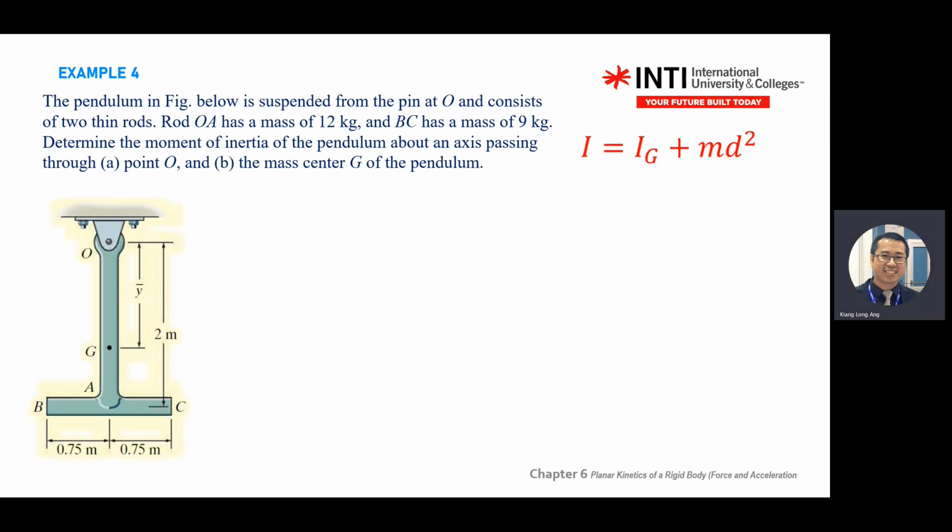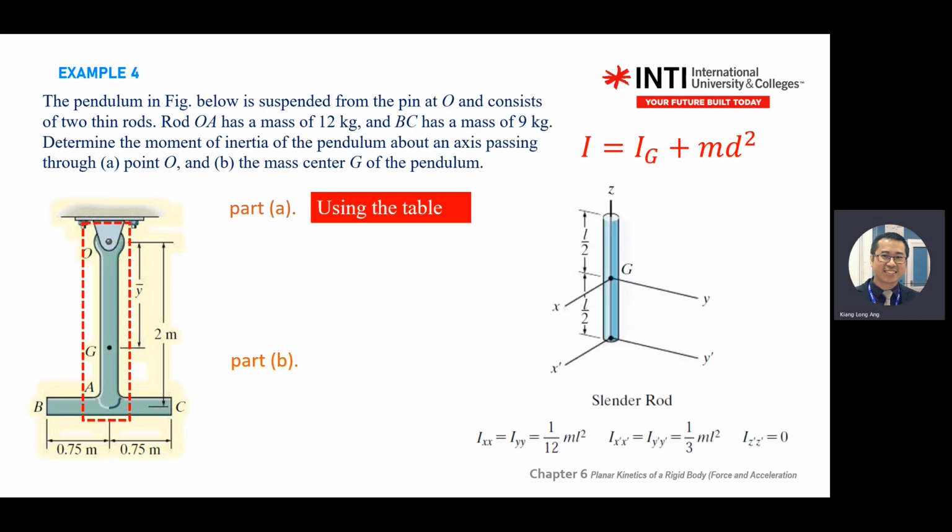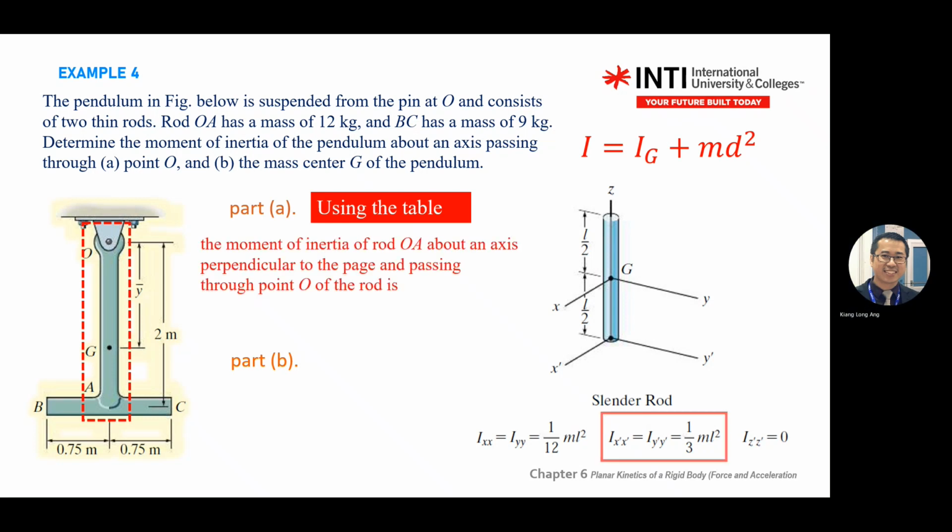Okay. First, you write the standard equation from chapter 6: I equals Ig plus md squared. You look at the first object. The first object is a rod, using the table. So you go to the table, you look at the rod, and you compare side by side how you see this shape from this diagram. Here you're looking at x prime and y prime direction.